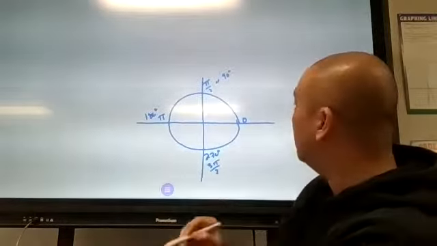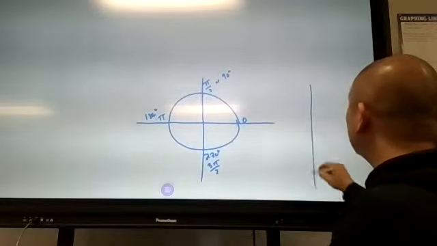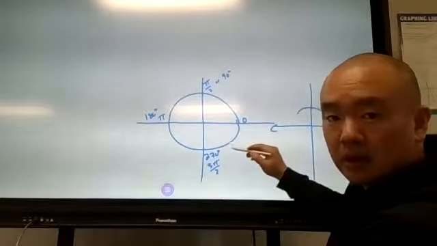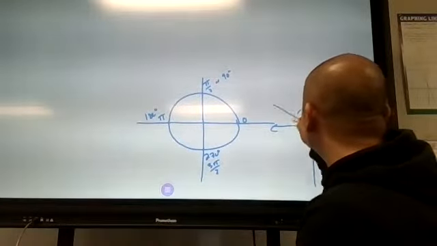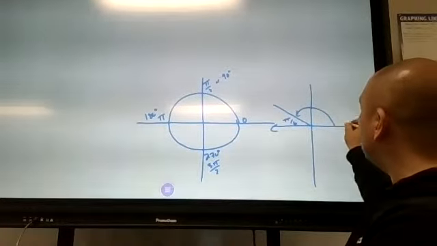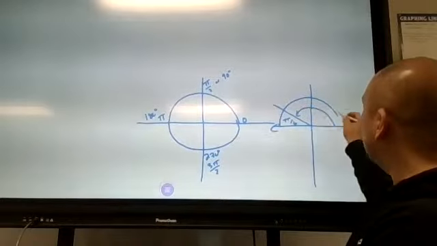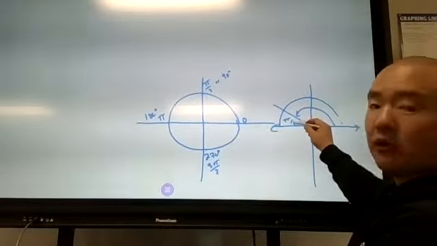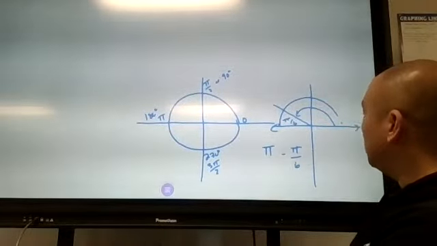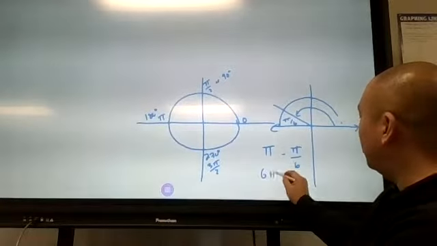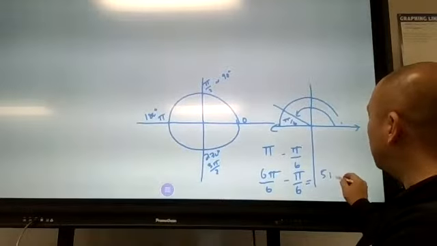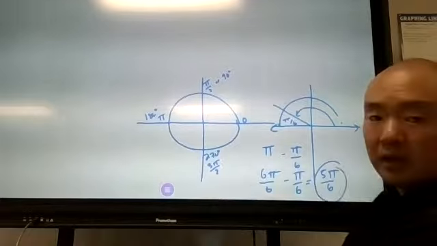Okay, so for number 12, they want this portion right here, and it stops at pi over 6. You know that this whole thing right here is pi, so all you have to do is subtract pi over 6 from pi. You get a common denominator: 6 pi over 6 minus pi over 6, which equals 5 pi over 6. And that's number 12.